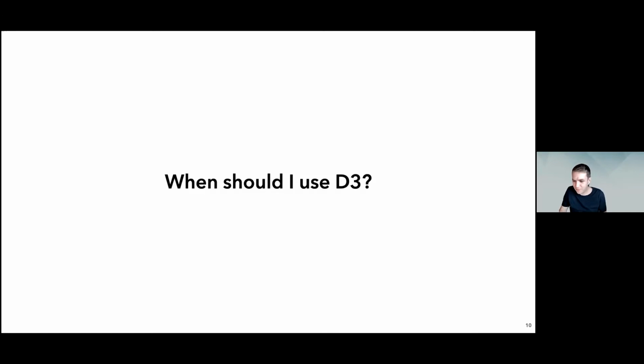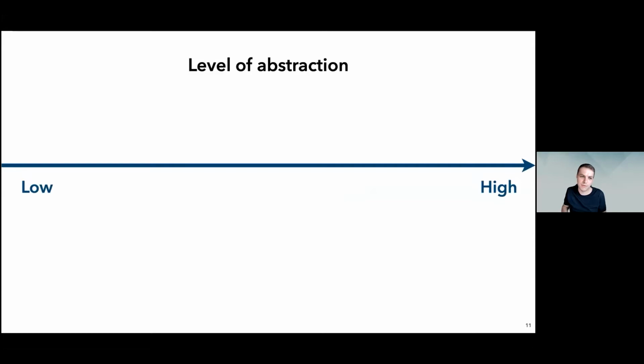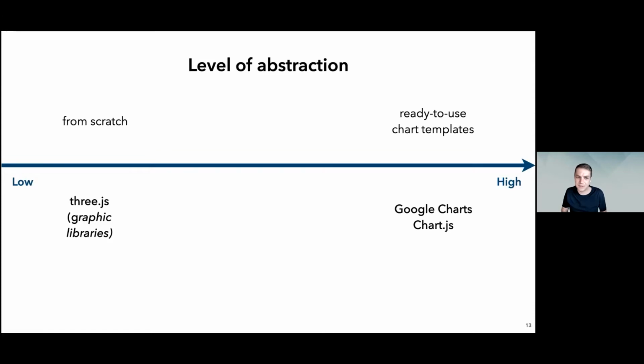So I think it's very important to look at the level of abstraction. Let's think of a spectrum from low to high. On the left, the lower end of the abstraction, we have low-level graphic libraries such as WebGL. Here we need to draw everything from scratch, but it has a huge advantage. We can customize everything, so we can decide how every pixel on the screen looks and have a lot of freedom. And then on the right, there are these ready-to-use chart templates that provide a high level of abstraction.